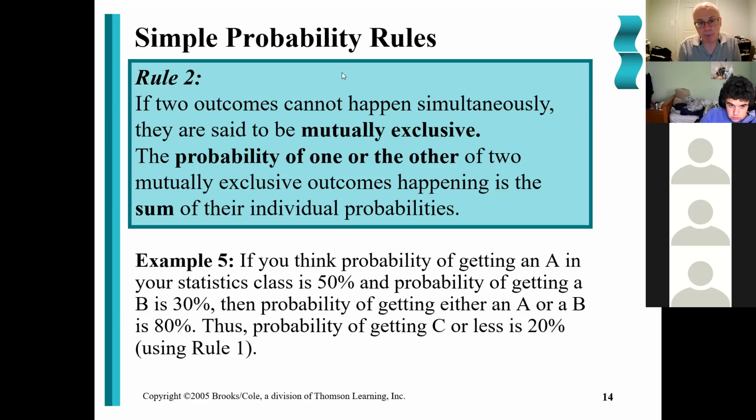Grades are another good example. Let's say you get an A or you don't get an A in a course. All right, let's make those the two possible outcomes, A or not an A. Well, you either get an A or you don't get an A. You can't get both. They're mutually exclusive outcomes. So therefore, the probabilities have to add up to 1. All right. So we add their probabilities.